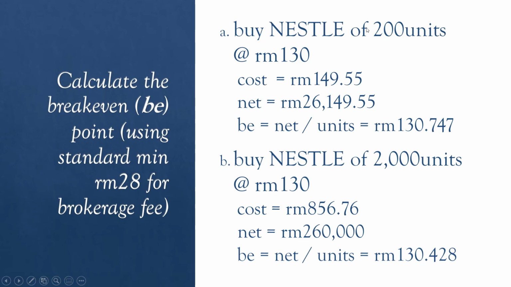Nampak tak? Kalau you beli 200 units, your break-even is higher. More units, your break-even point is smaller. Isn't it great? So maknanya instead of tunggu sampai 70 sen, 130.74 ni, by selling at 130.42, you dah break even dah. If you able to sell at 45 sen pun, you dah make profit. Nampak? Okay, so more example.